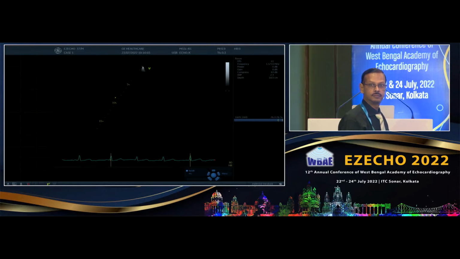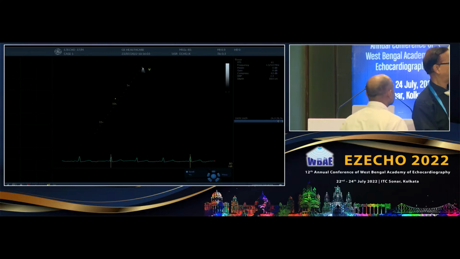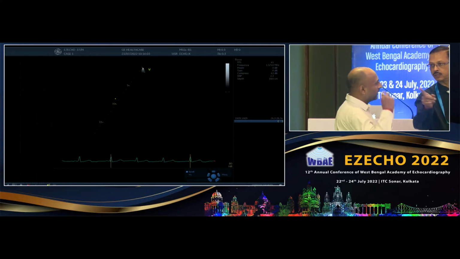So, something basic about the echo, there is something called FPS, frames per second, on the top right. Right? You can see? Give me the pointer.